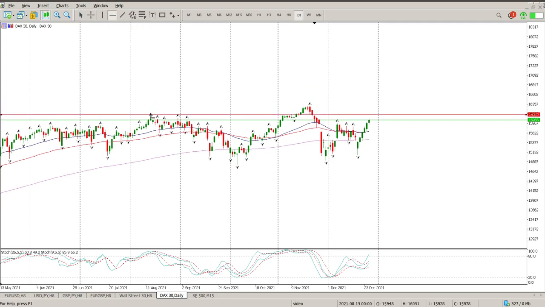So very much top of range at the moment. You can see we are hovering right here where there has been a lot of interaction in the past. Another green day, which is fairly interesting because the US markets were pretty much flat.